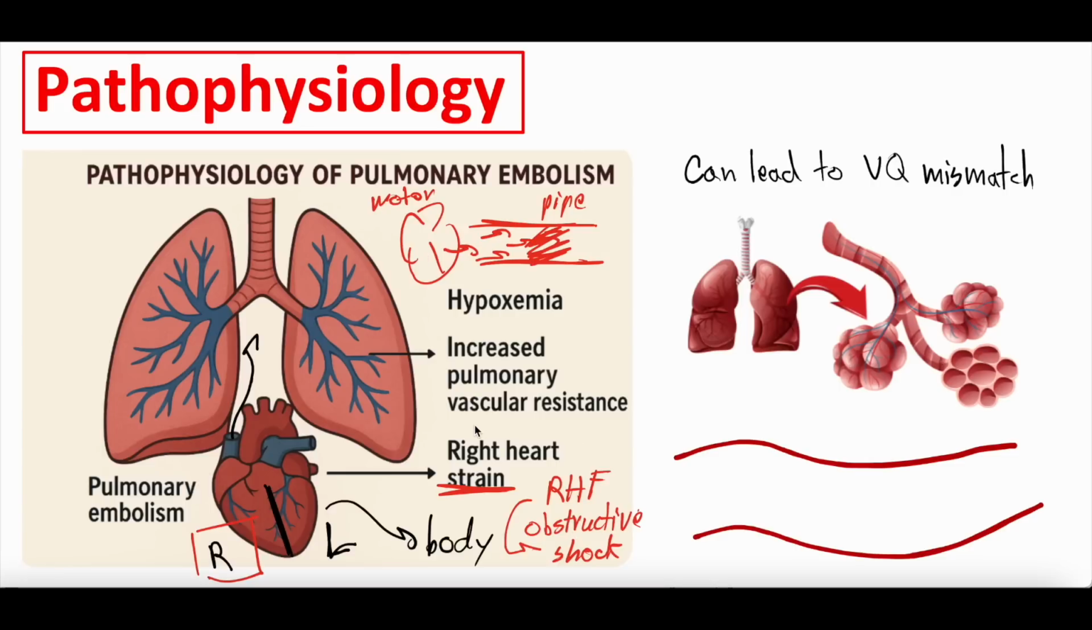So the first part of the pathophysiology is the right side of the heart that pumps blood to the lungs. When it's trying to pump blood against big blood clots, it becomes strained and suffers damage. You can call it right heart failure, and the most extreme version of right heart failure is obstructive shock. The second part is the lungs themselves.